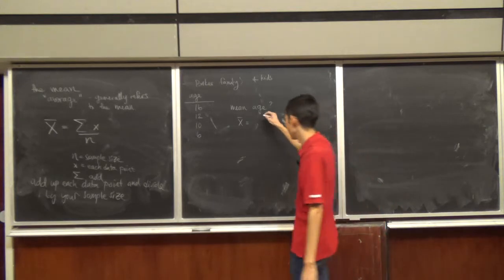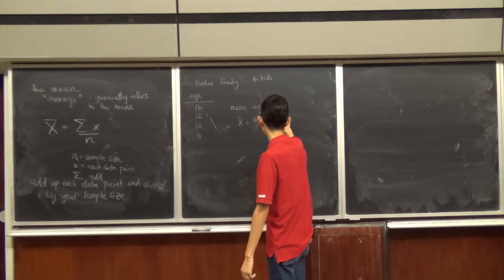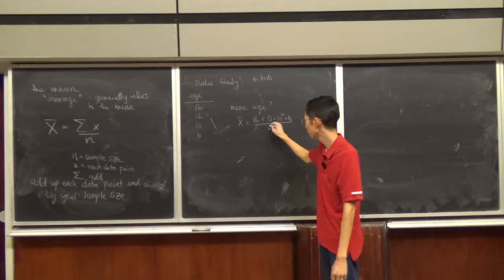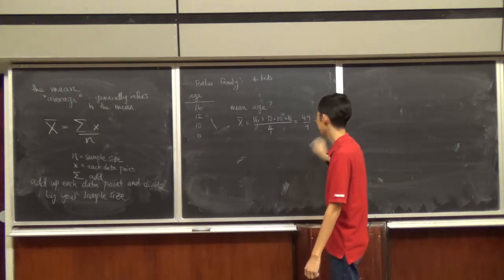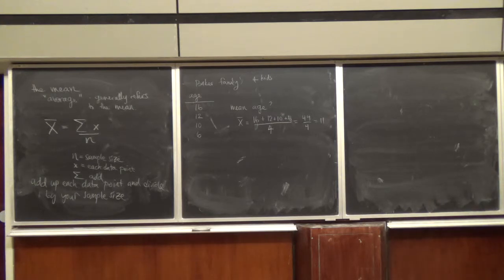Okay, and so that would be, we would take each number, we would do 16 plus 12 plus 10 plus 6, and we divide by 4. So I get 44 divided by 4, a mean age of 11. Okay.